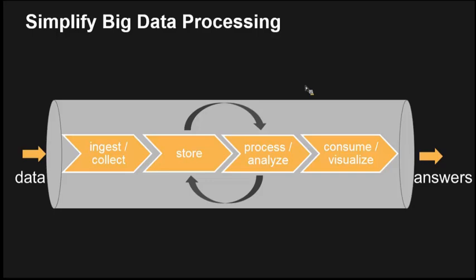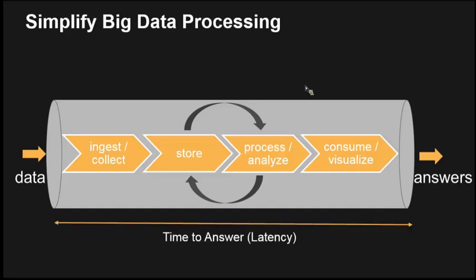Typically what happens in a big data processing pipeline is the paradigm of store and process repeats itself until you shape the data to how you want the answer to be delivered. And so there's a cyclical process that happens there, before the answer is delivered.